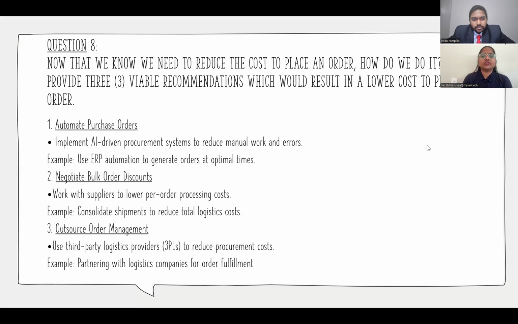In automate procurement, we can implement AI-driven systems to cut manual work, like using ERP software for auto-generating orders. For the second one, we can work with the suppliers to lower the processing costs. And in the third one, vendor managed inventory is where we let suppliers manage stock levels, shifting order responsibilities to them.